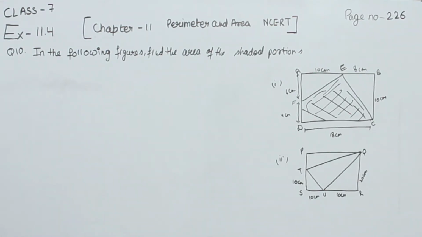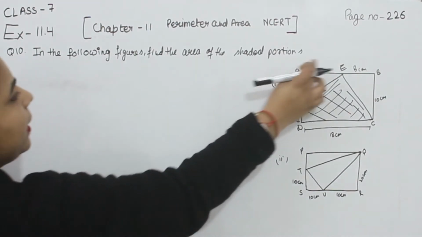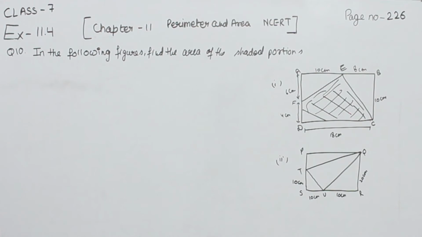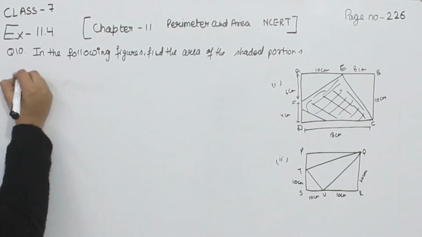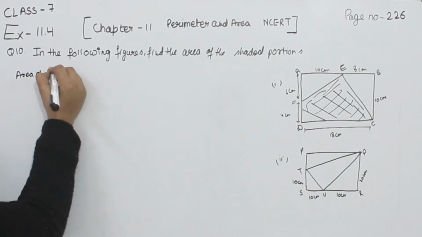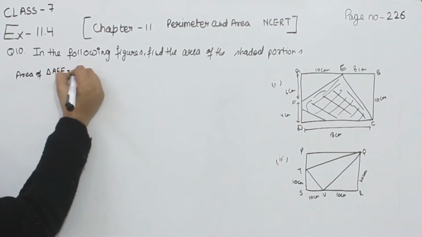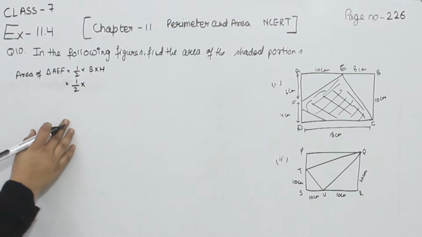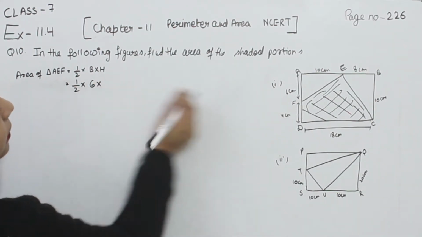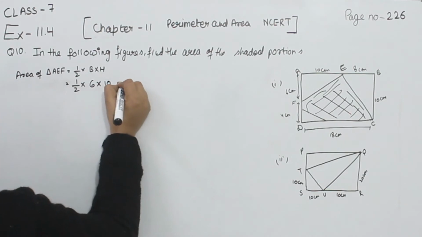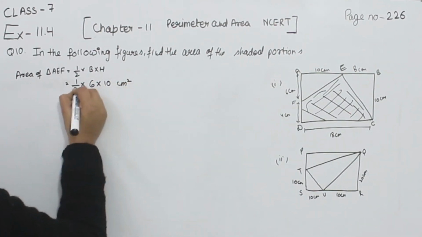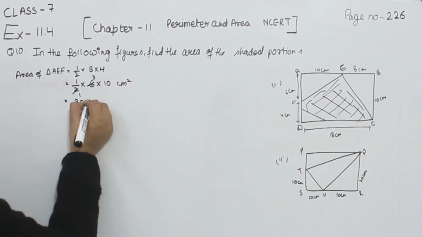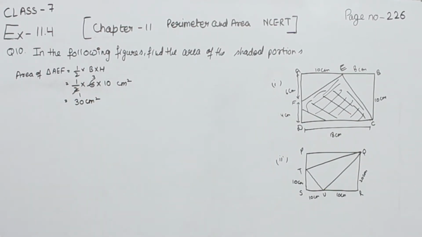First, we are going to find the area of the triangle AEF. This is the triangle AEF. So I'm going to write here, area of triangle AEF. The formula is half into base into height. So half into base, we are having this one 6 centimeter, and the height we are having 10 centimeter. So we're going to solve it. 30 centimeter square is the area of the triangle AEF.